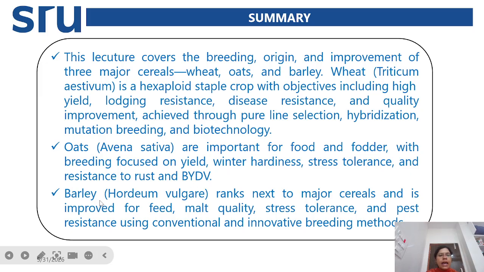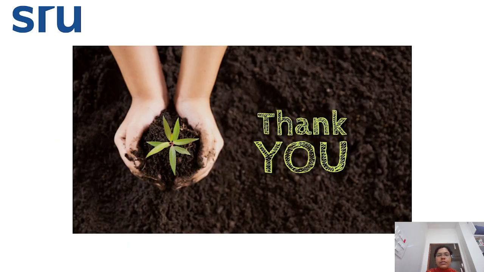And next is barley, and the scientific name of barley is Hordeum vulgare. It also ranks next to the major cereals, and it has been improved and developed for feed, malt quality, stress tolerance, and pest resistance using conventional and innovative breeding methods.